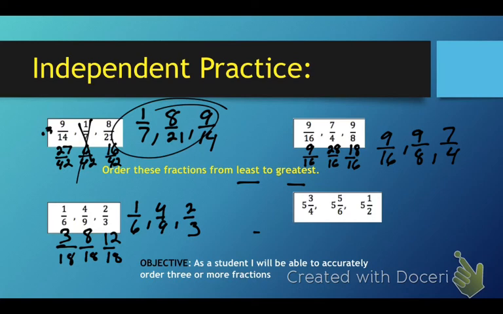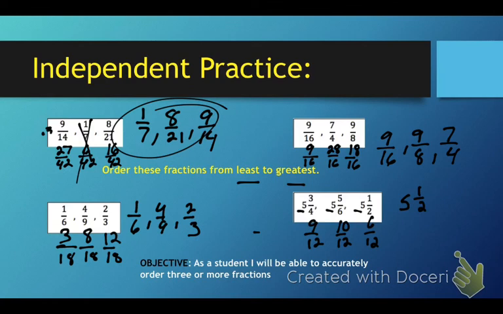Last one. Notice we have the same whole number, so we just have to focus on the fractions. The common denominator for this one should have been 12. Hopefully you figured that out. 4 times 3 is 12, so 3 times 3 is 9. 6 times 2 is 12, so 5 times 2 is 10. 2 times 6 is 12, so 1 times 6 is 6. Least common one, 5.5 goes first.